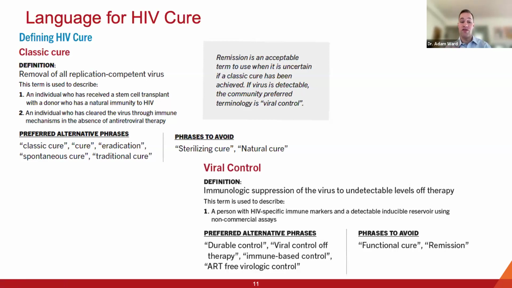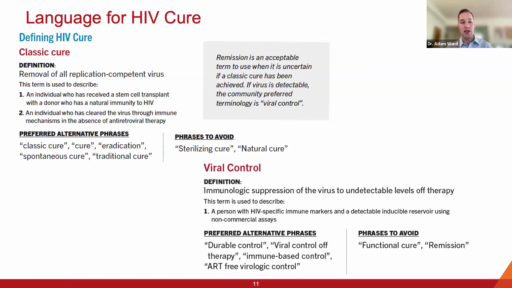In some very rare individuals, maybe spontaneous cure as well as traditional cure. This term can be used to describe individuals who have received stem cell transplant from a donor who has natural immunity to HIV. There have been at least 5 individuals who have probably been cured of HIV through this bone marrow stem cell transplant method. Or it may also refer to an individual who has cleared the virus through immune-mediated mechanisms in the absence of antiretroviral therapy, such as Loreen Willenberg or the Esperanza patient.